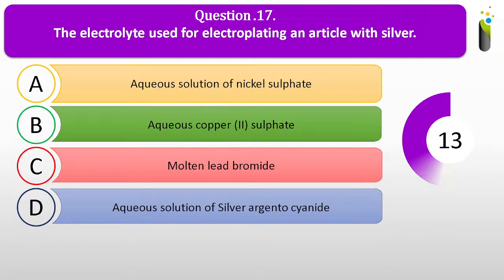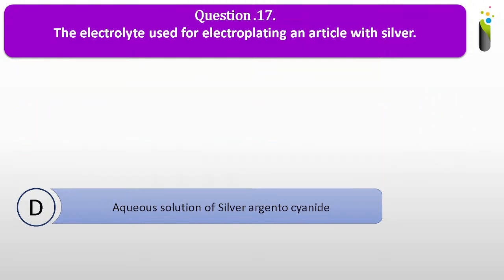Samana Deshpande, it's not B and C. You have to go for the most correct answer. Okay. Screen is not blurred. I suppose there is some technical issue at your end. Killer CR7, you find the screen to be blurred? Just a moment. Your answer is D. Aqueous solution of silver argentocyanide is the electrolyte which is used for electroplating an article with silver.